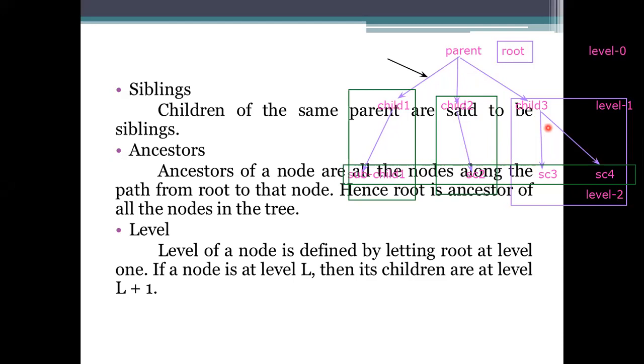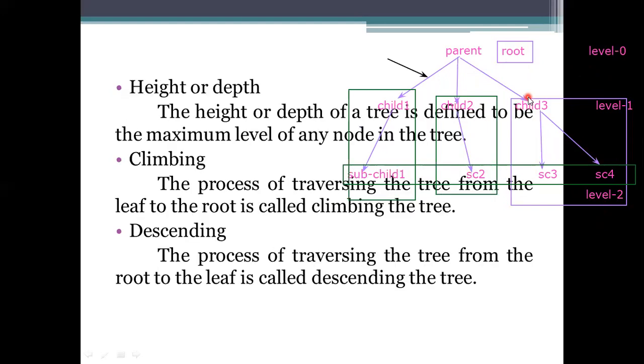And coming to the next one, level. As I said, level by level we will read the tree, and it starts from the 0th level, which is considered the root. Okay. Next one, height and depth. Here it is the maximum level of any node. Here the maximum level is 2, so 3 will be considered as the depth.